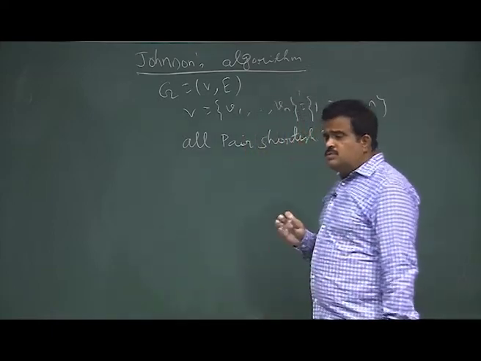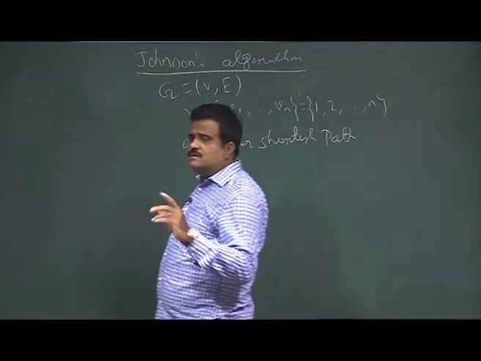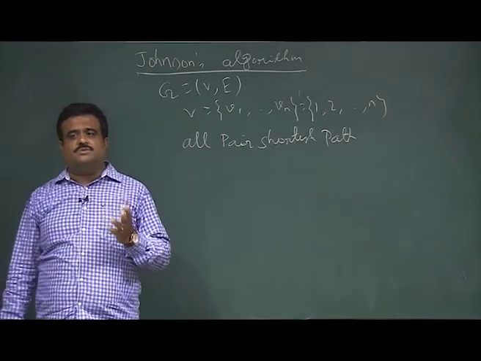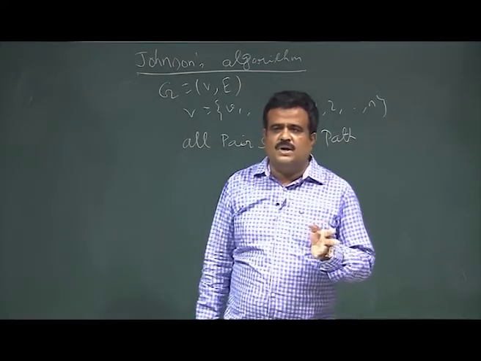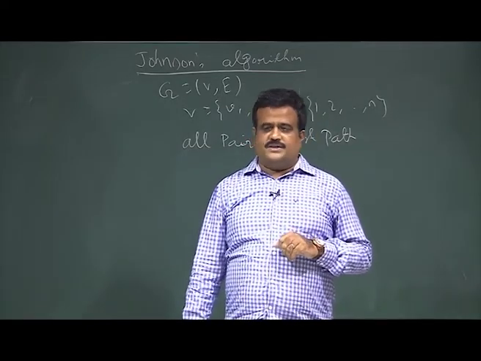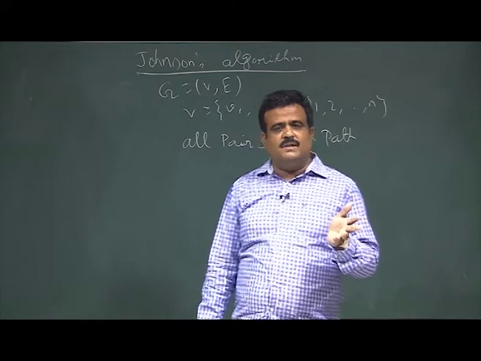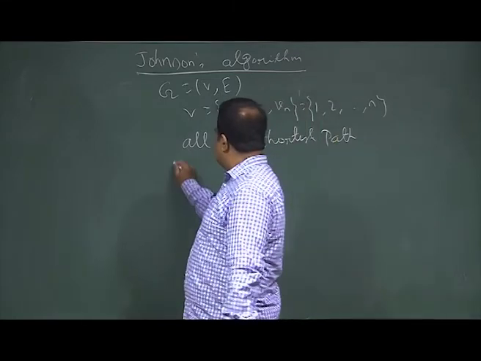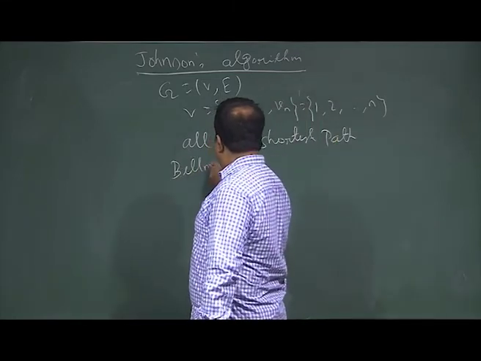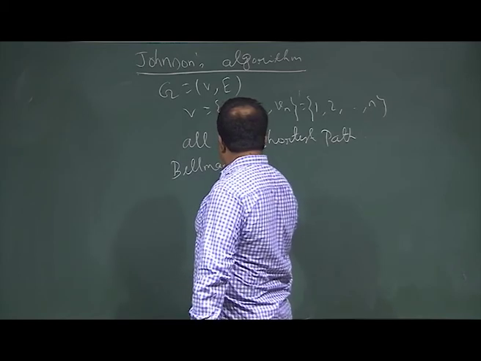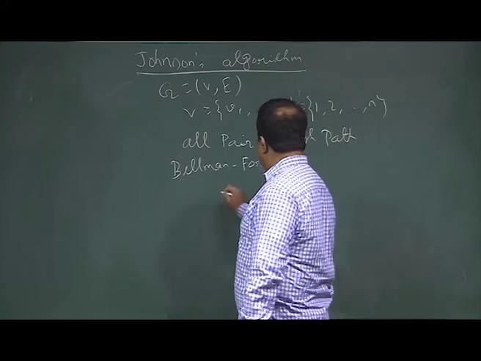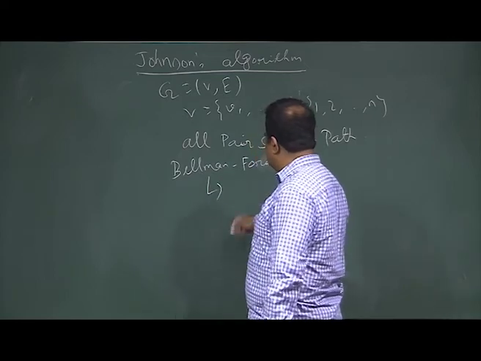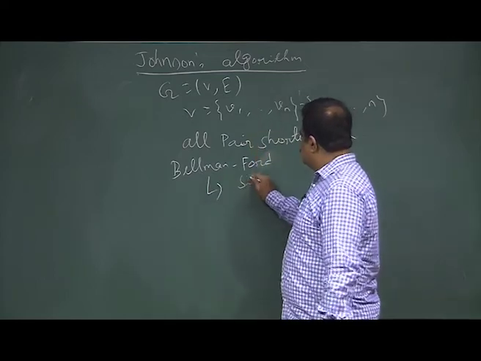Now, we want to see whether we can use an algorithm we already know, like the single-source shortest path algorithms. We know two single-source shortest path algorithms: one is Bellman-Ford, and the other is Dijkstra's. If we use Bellman-Ford, this is basically a single-source shortest path.